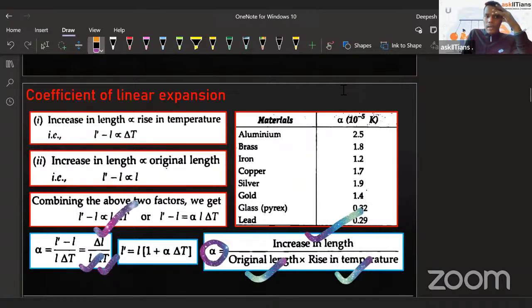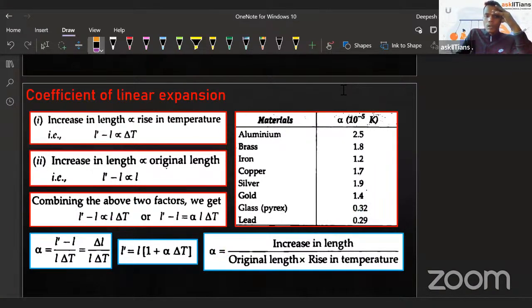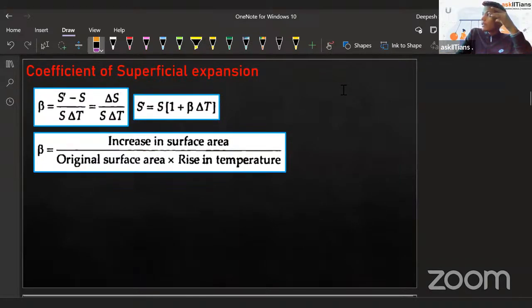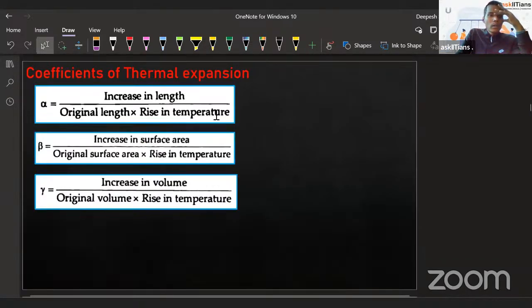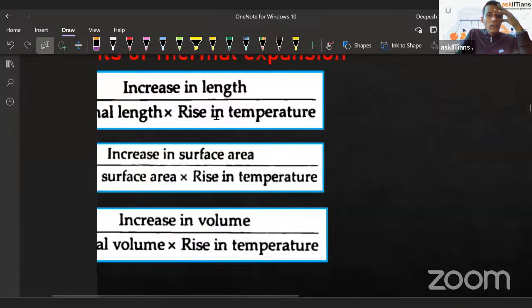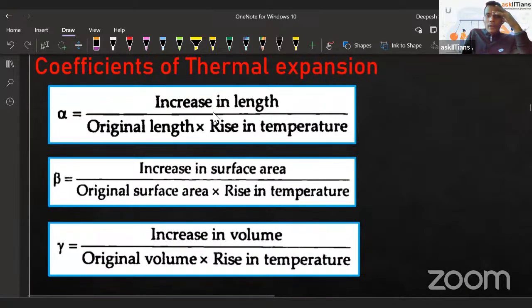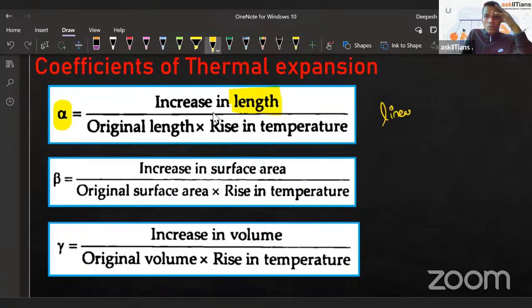So this is the best way actually. Now, the same formula can be applied in three different ways, as you can see over here. That is alpha, beta, and gamma. If I am talking about length, then that will be the coefficient of linear expansion. Or I can write it down, coefficient of linear expansion.